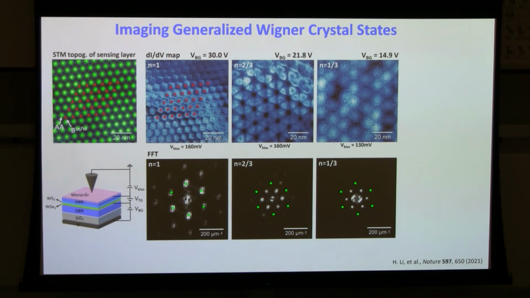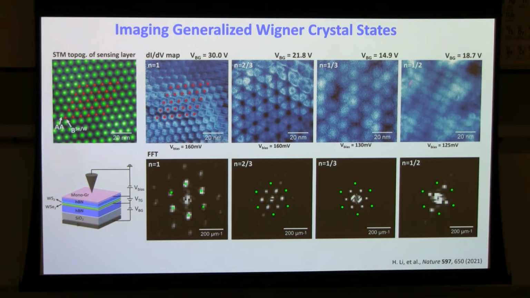Then we did n equals 1/2. So now we increased the electron density to n equals 1/2, 1 electron for every 2 moire unit cells. And now we see stripes. We see a striped pattern. And you can see how we see stripes, and the lattice constant is longer in this direction and shorter in this direction. And that's reflected in the Fourier transform, which is completely different than the other patterns.